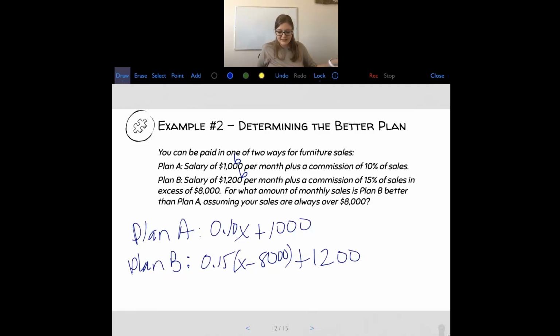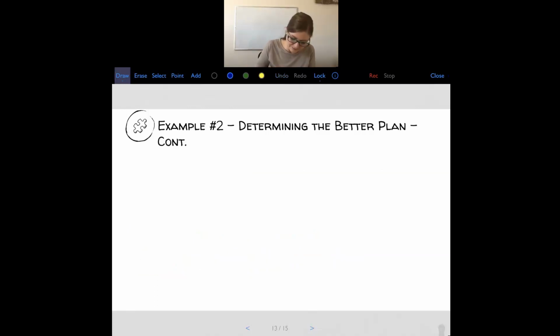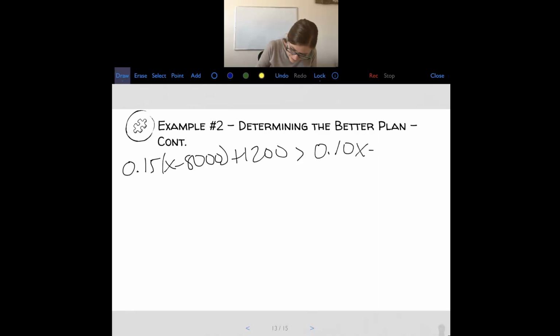Now the problem is asking us for what amount of monthly sales is plan B better than plan A, assuming sales are always over 8,000. So if we want to know when it's better, we're talking about greater. So we can take plan B, put it greater than plan A, and solve from there. So we'll do this on the next slide. So plan B, we want to know when it's more than or better than plan A. Okay, and so now we have our inequality, and we can solve this like we've done before.